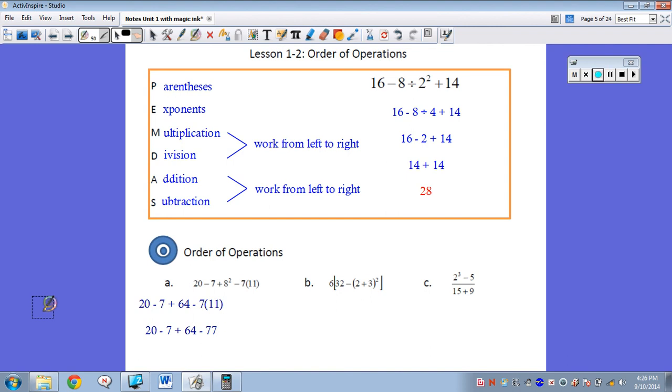Now you're only left with addition and subtraction. Subtraction comes first, so that's 13 plus 64 minus 77. Then it's addition, 13 plus 64 is 77, minus 77, and then you're left with 0.